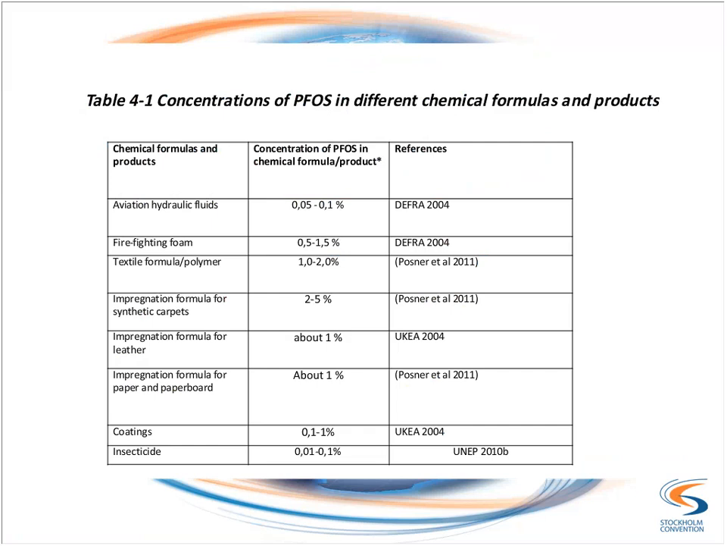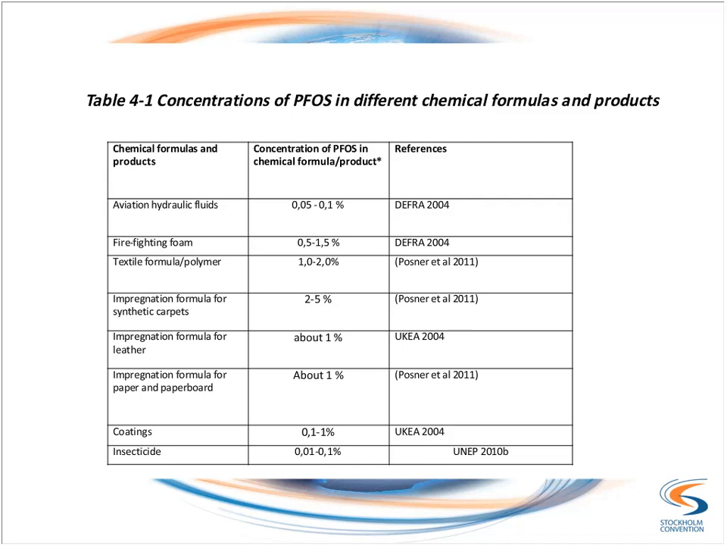I mentioned before that the guidance provided different tables with concentrations of PFOS in different products. Here is, for example, one that is included in Chapter 4. And you can see that the first column indicates the different products. For example, aviation hydraulic fluids, which is an acceptable purpose. The concentration that has been found. Of course, these are ranges. And the reference from where these percentages were taken is included also in the table so that you can go and have a look at them.